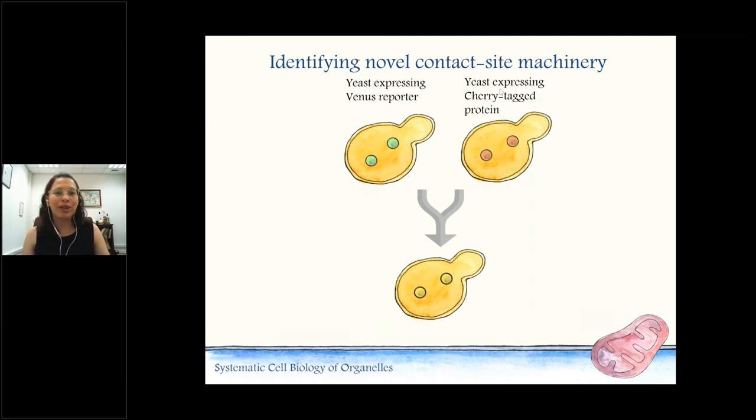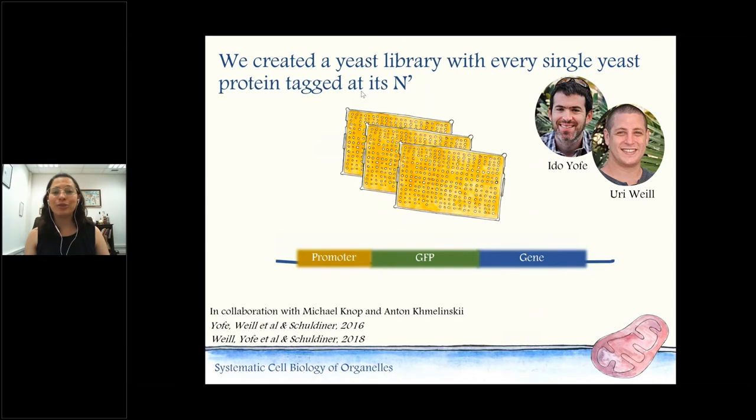But the thing is that, as you can imagine, yeast have about 6,000 genes. And tagging every one of them with a cherry tag one by one can be a very time-consuming mission. But luckily for Ineshi, she could use a library that was recently developed in the lab by Ido and Uri, two former PhD students. And they created a yeast library where every single yeast protein is tagged at its N terminus. So here we have, for example, the gene. You have a GFP tag for this gene and a constitutive promoter. And this was done for every one of the single genes in the yeast genome.